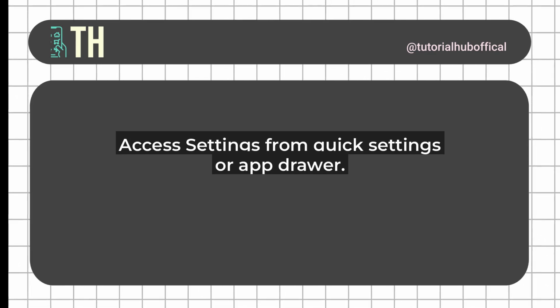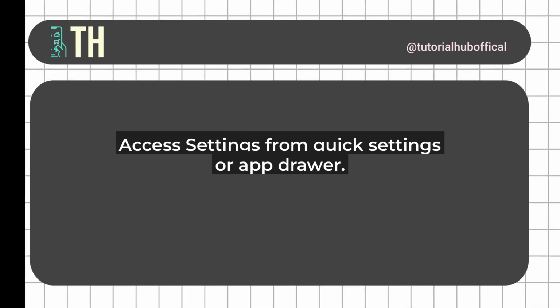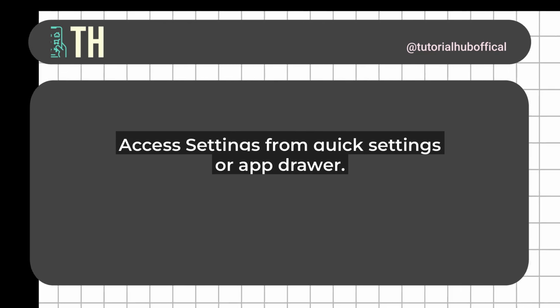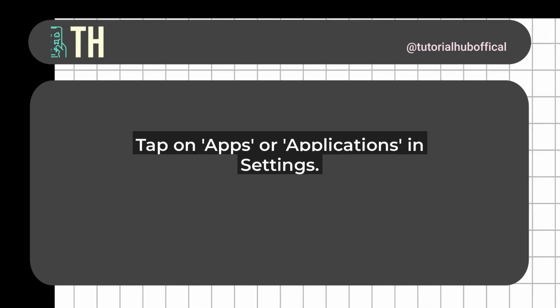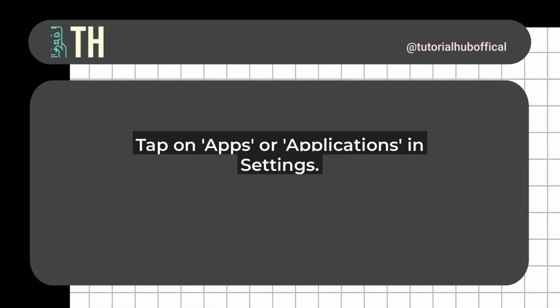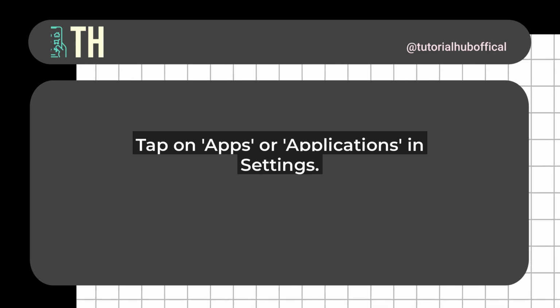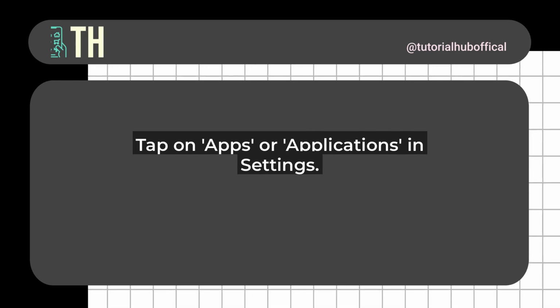First things first, unlock your Android phone or tablet and head to your home screen. Swipe up from the bottom of the screen to open the app drawer. This is your starting point for seeing most of your apps at a glance. But if you want a full, detailed list, we need to go a step further.